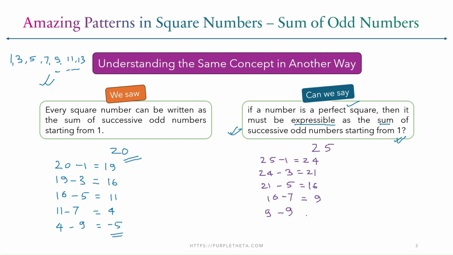After 7 we have 9. 9 minus 9 is equal to 0, right? So this time we reached exactly 0. This means that 25 can be written as, let us focus only on this column, 1 plus 3 plus 5 plus 7 plus 9, right? Therefore 25 is a perfect square.